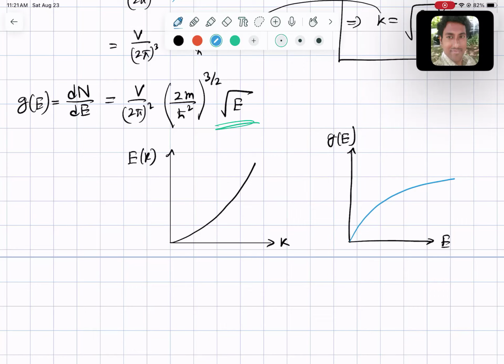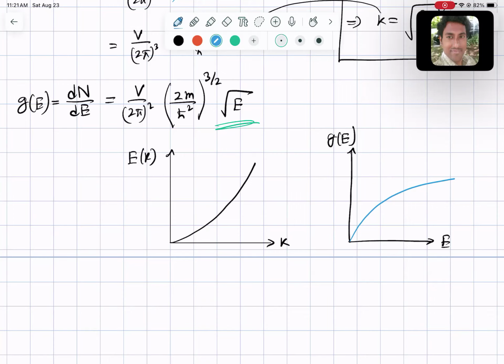Okay. Now, what does it mean? It's just a graph. What does it mean? But it means a lot of things. Whenever you see g of E going like this, square root of E, that corresponds to a parabolic band.